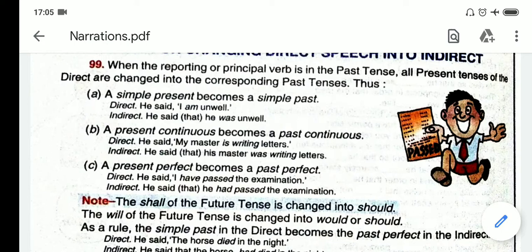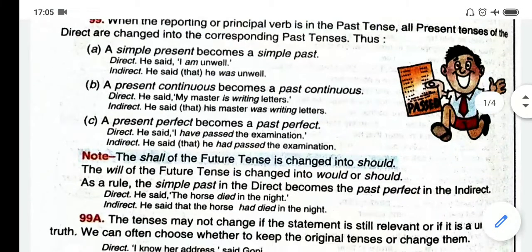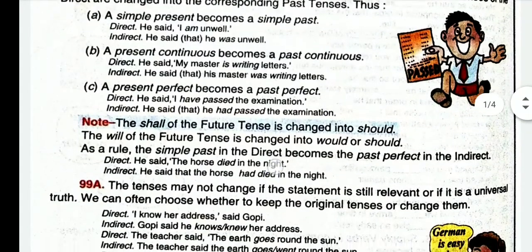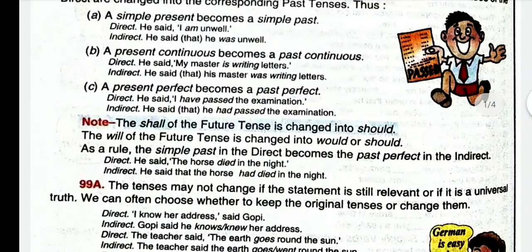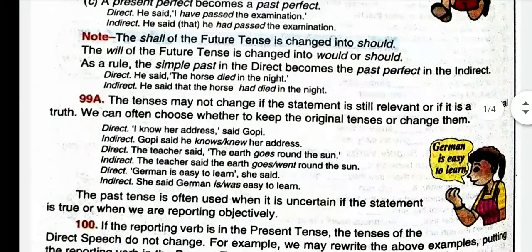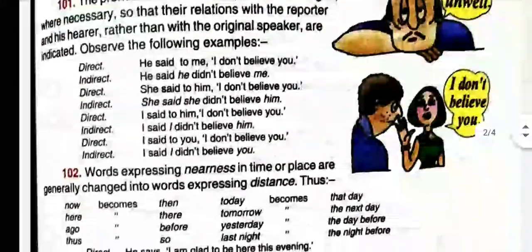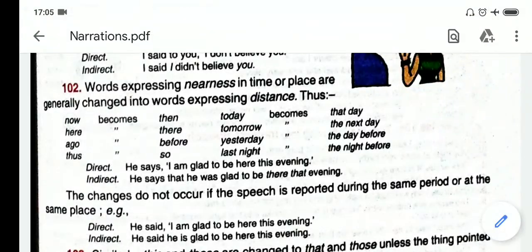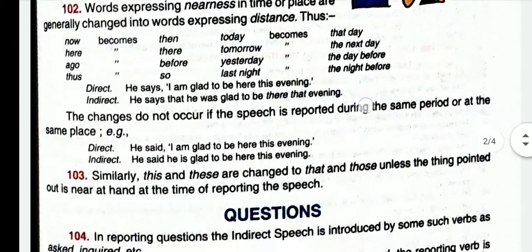A, simple present becomes simple past. B, present continuous becomes past continuous. C, present perfect becomes past perfect. And there was another rule: past indefinite becomes past perfect. So these were the rules that we saw yesterday. Then we saw that now will change into then, here will change into there, tomorrow will change into the next day, and all these conversions.